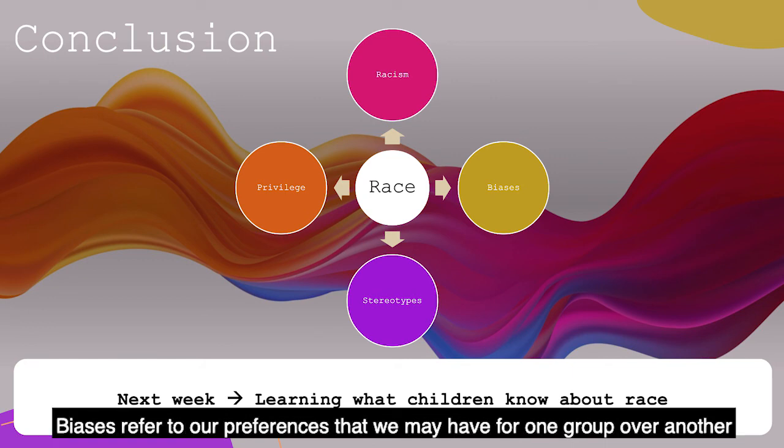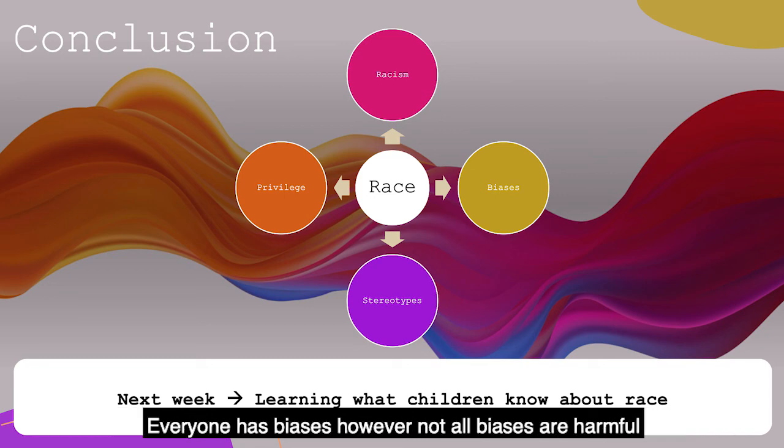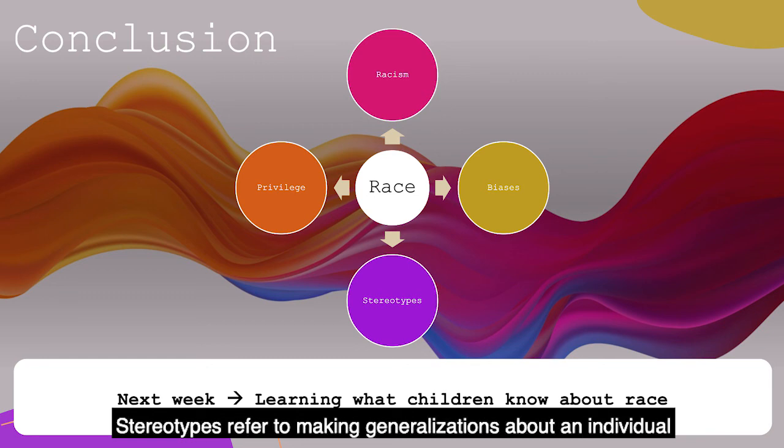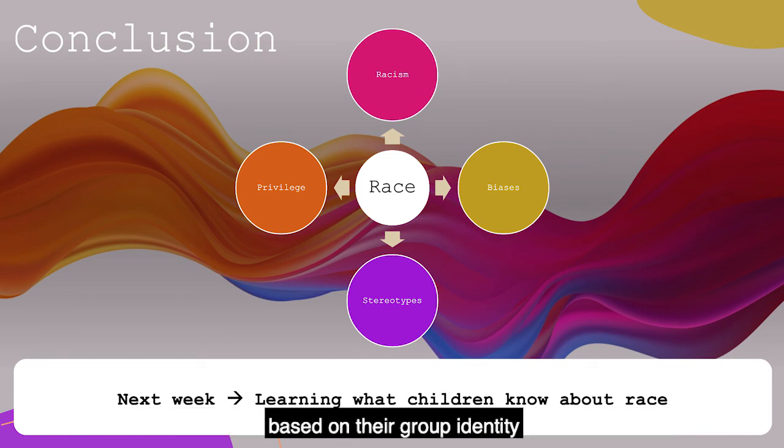Biases refer to our preferences that we may have for one group over another. Everyone has biases, however, not all biases are harmful. It is important to know that we are often unaware of our biases. Stereotypes refer to making generalizations about an individual based on their group identity. Stereotypes are often assumptions. These terms are all interconnected.